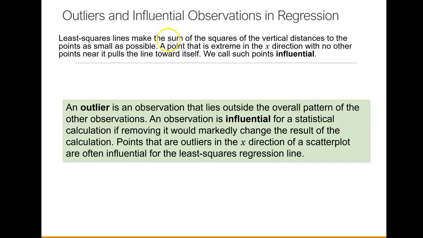So what you're going to notice is for outliers, the area in that square is going to be huge, and it has an outsized effect on the way you build that best fit line.